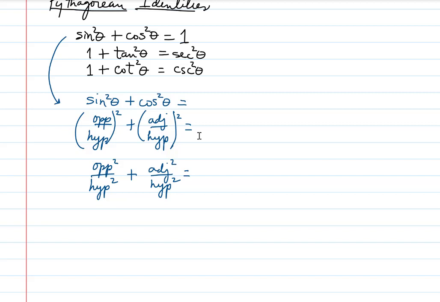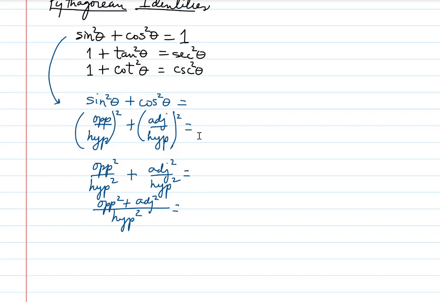Now, notice how we have a sum of two fractions. The denominator on the bottom is just hypotenuse squared. So you know that when you are adding two fractions that have the same denominator, you just add the tops. So this is opposite squared plus adjacent squared over hypotenuse squared. Now here's where I still don't see the 1, so here's where you're going to apply the Pythagorean theorem.